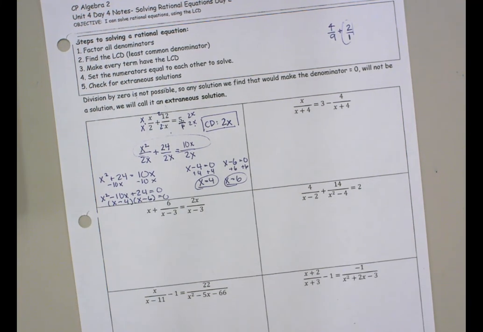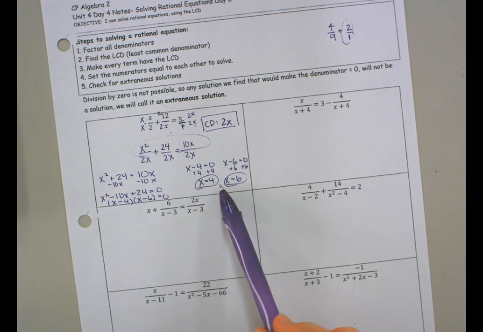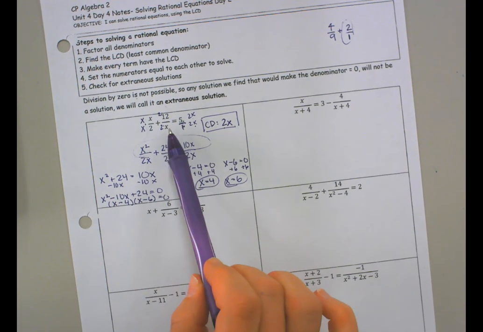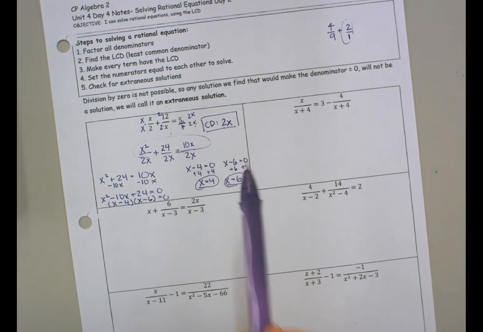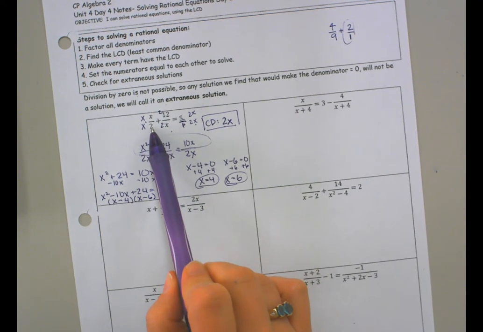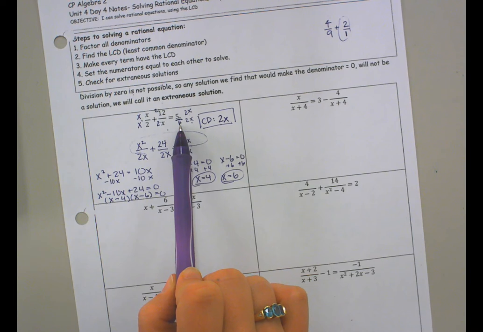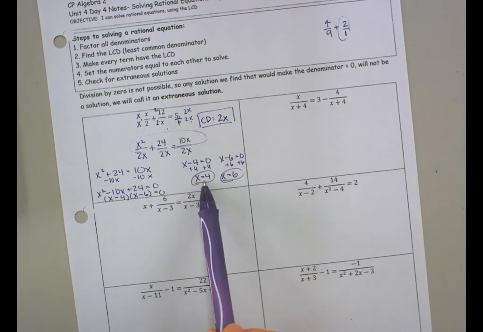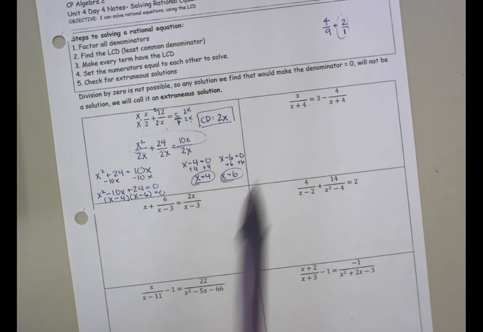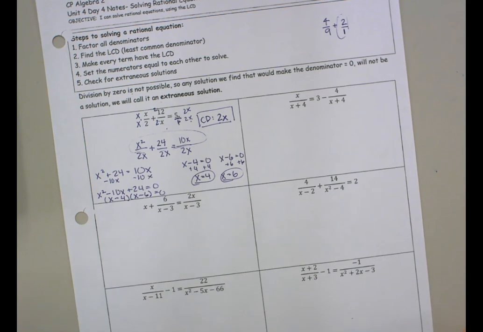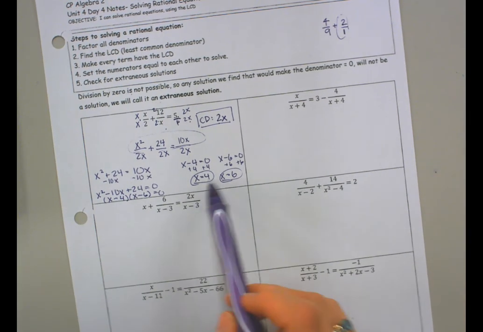And then the last step would be to check for extraneous solutions. So would plugging in either of these numbers create a denominator of 0? So this wouldn't be a denominator of 0. x is 4, that's not 0. And this was 1. So none of these are going to create a 0 here. So neither of these would make a denominator of 0, meaning both of these are solutions.